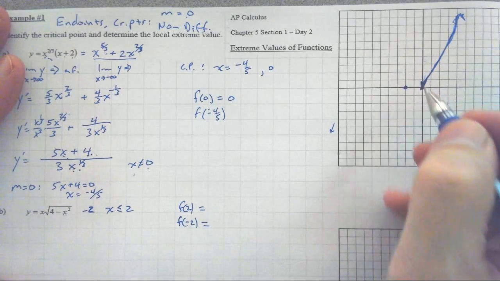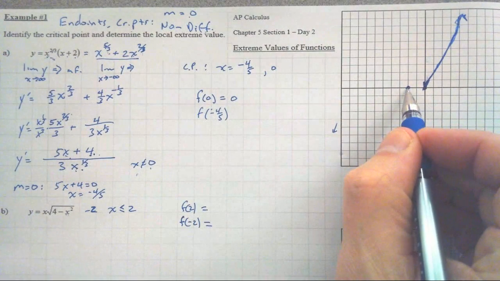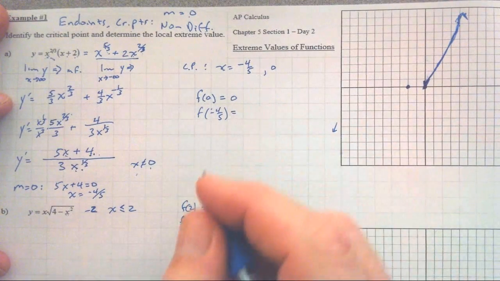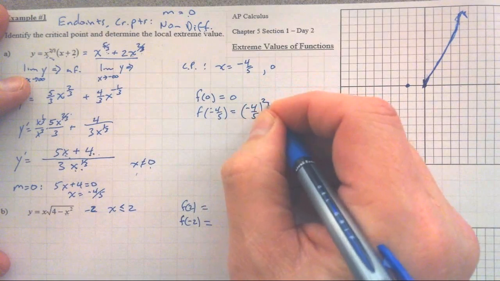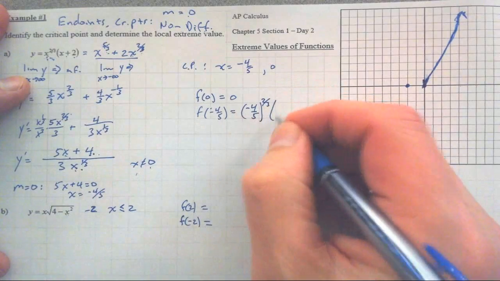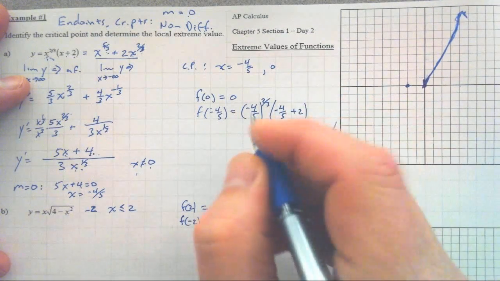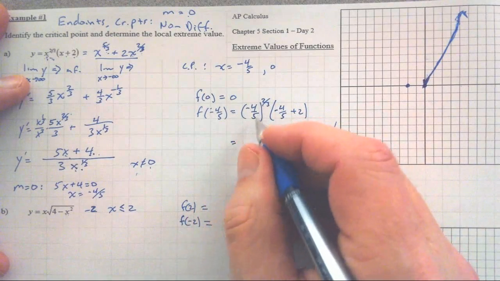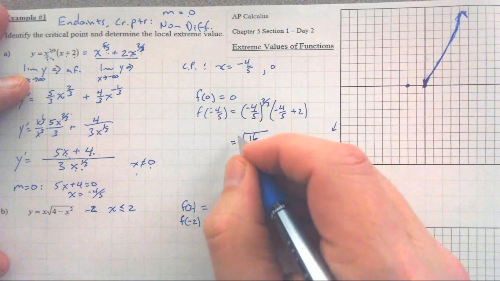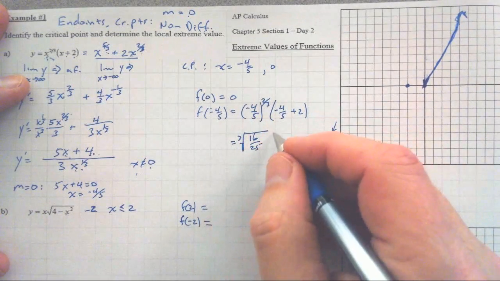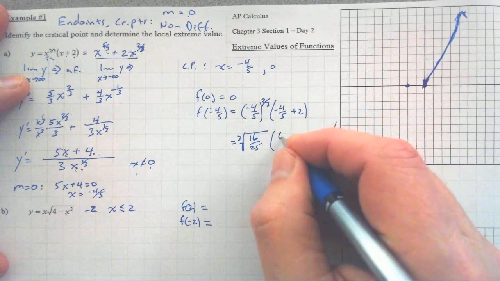Okay, so it's going to go up. It's going to level off. Where is it going to level off? I guess at negative 4/5 because it has to come back down to 0. Let's see what f of negative 4/5 is. I get negative 4/5 to the 2/3 times negative 4/5 plus 2, or I get, that would be 16/25 when I square them, but third root of those. And this would be negative 4/5 plus 10/5, 6/5.